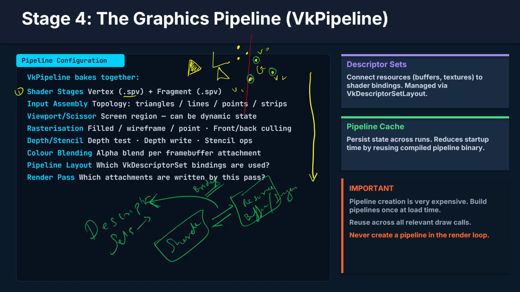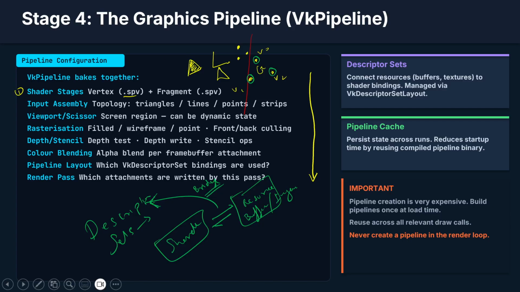I'm repeating descriptor sets because it's an important topic. What you will see is that in Vulkan you are setting up a lot of descriptor sets, so it's very important to understand exactly what descriptors are. They are the data binding of your CPU resources to your GPU shaders.